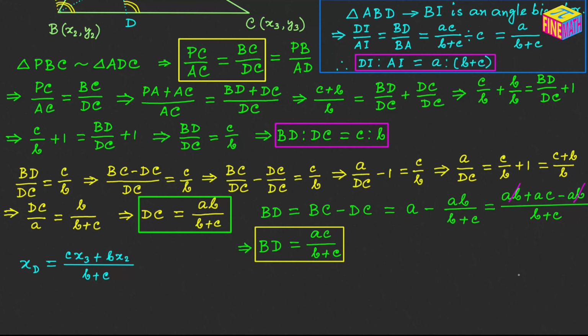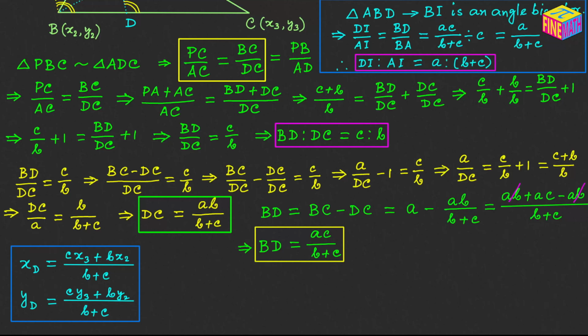And now if you think about the point D, the x coordinate of D can be written like this. I am simply using the section formula for internal division, because we know BD is to DC is equal to c is to b. So I am saying that c times x sub 3 plus b times x sub 2 over b plus c, that will be the x coordinate of D. And similarly, we can say that the y coordinate of D can be written as c times y sub 3 plus b times y sub 2 over b plus c. So we have been able to find the coordinates of the point D.